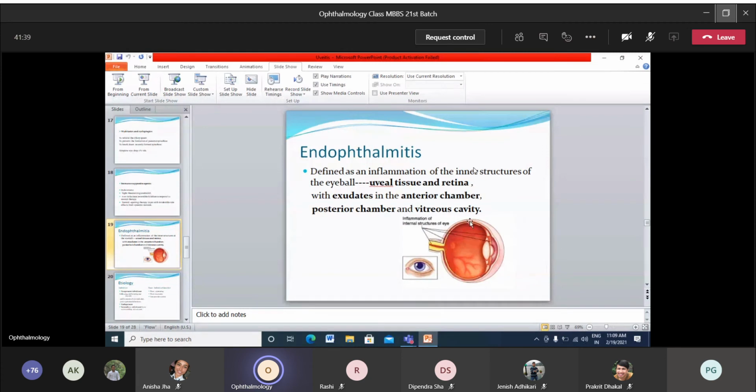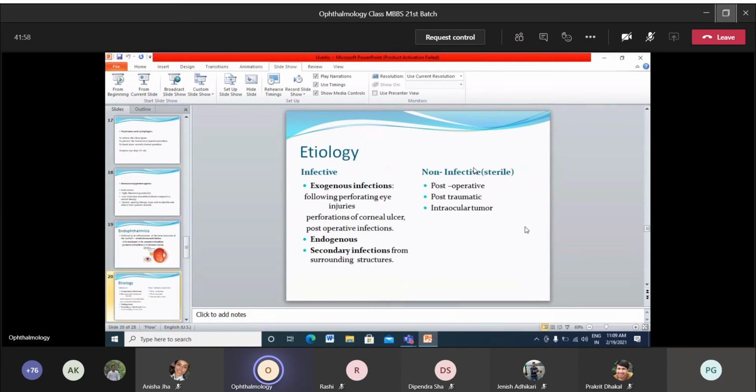So the uveal tract is involved, the retina is involved, and you also have to remember that there are exudates in the anterior chamber, in the posterior chamber, as well as in the vitreous. So the inner structures of the eye as well as the chambers of the eye are involved. Etiology: usually the infective type is seen, and the non-infective sterile type is not seen that much. But exogenous infections occur following perforating eye injuries, following perforation of a corneal ulcer, or post-operative infections.